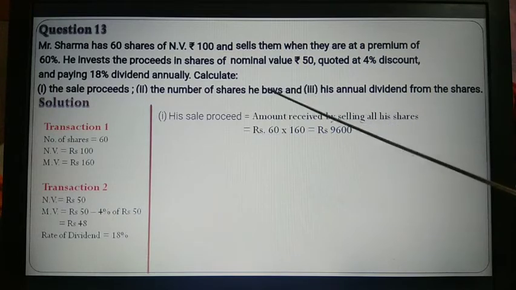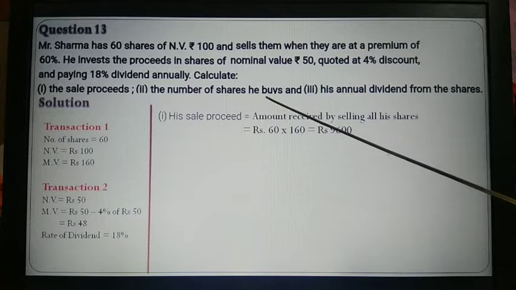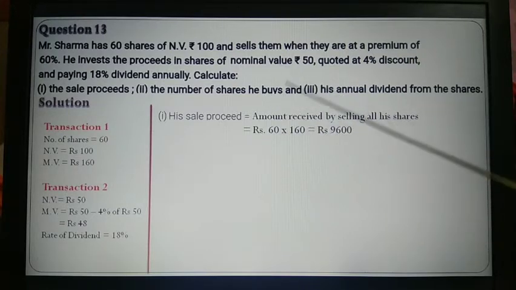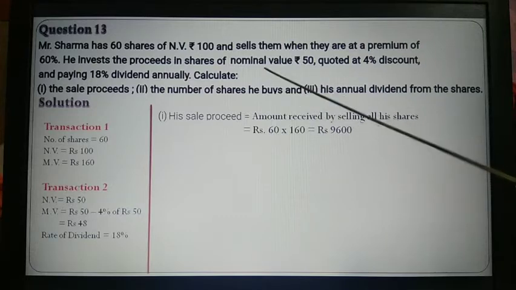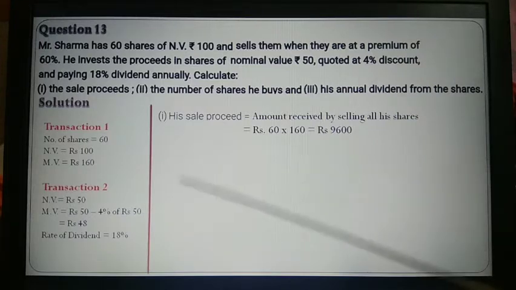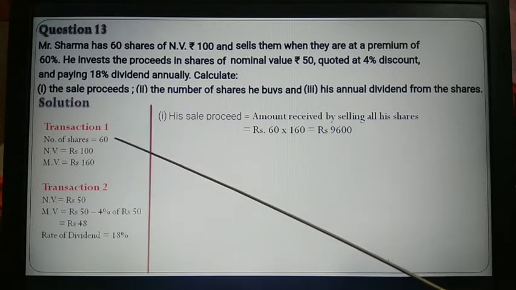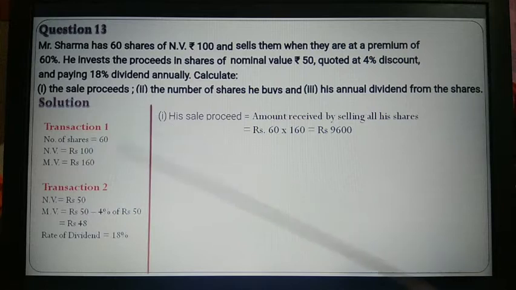Now number 2 is the number of shares he buys. Let's see what is the number of shares he buys. Since they are asking what is the number of shares he buys, then obviously it has to be the second transaction, because the number of shares in the first is already mentioned. So my number of shares is asked for transaction 2.